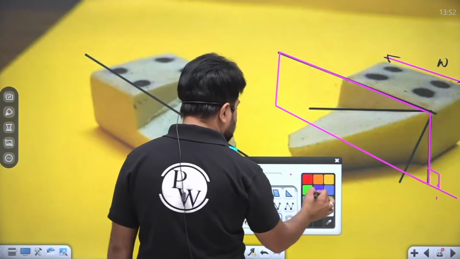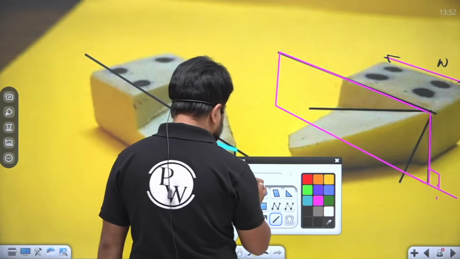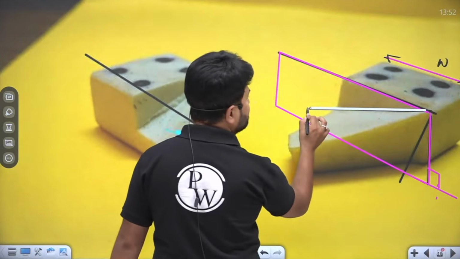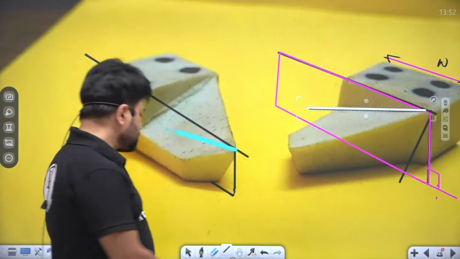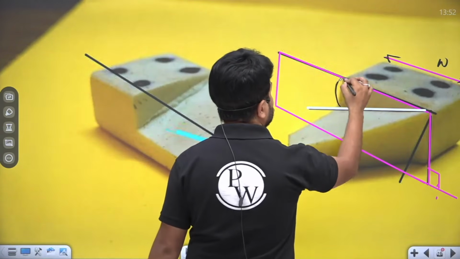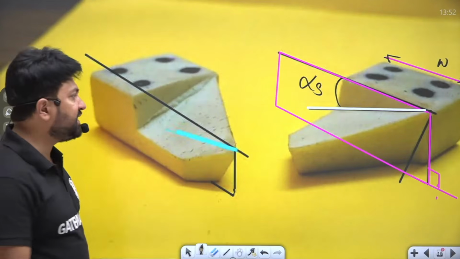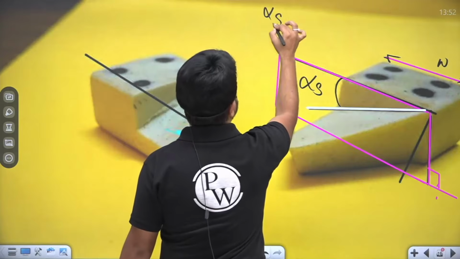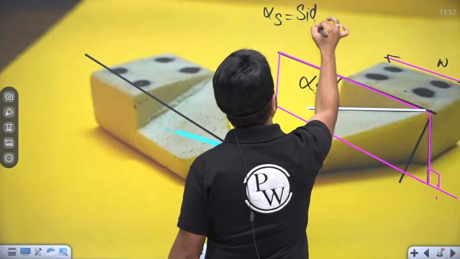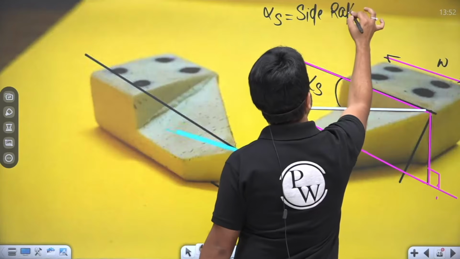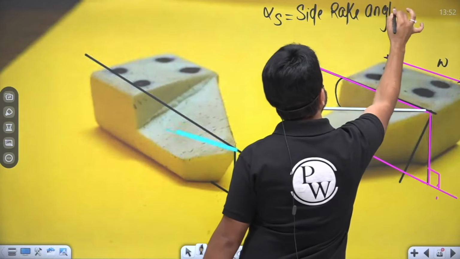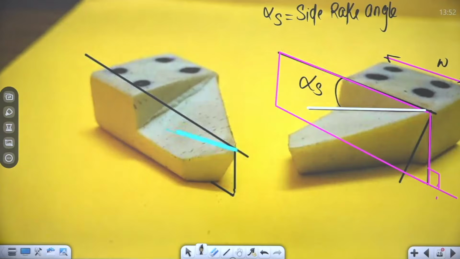Now see the inclination of the rake surface. Now this is the rake surface. Now see the inclination of the rake surface from the horizontal line of this plane. This angle is known as the side rake angle. So I hope here the side rake angle is a little bit crystal clear to you people, right?